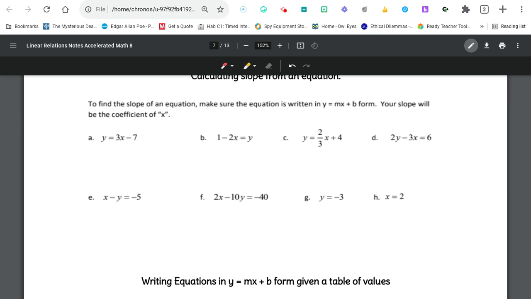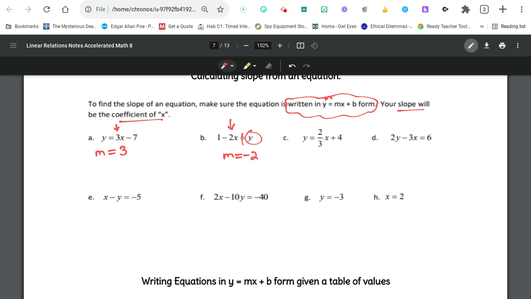All right, so keep in mind when an equation is written in the form y equals mx plus b, then you can easily pick out the slope, because your slope is attached to your x, or your slope will be the coefficient of x. But of course, y has to be by itself. So on A, y is already by itself. The slope is 3. B, y is already by itself. The slope is -2.